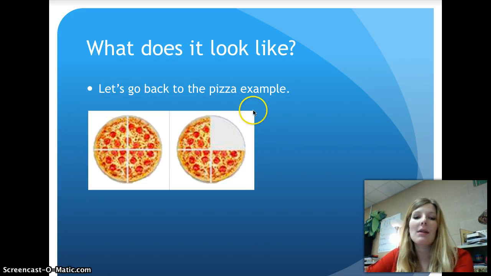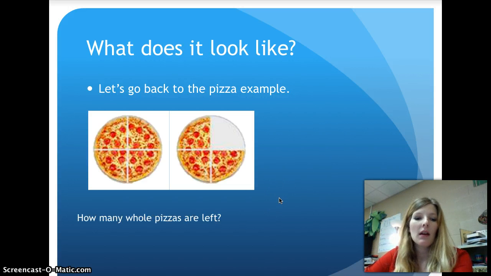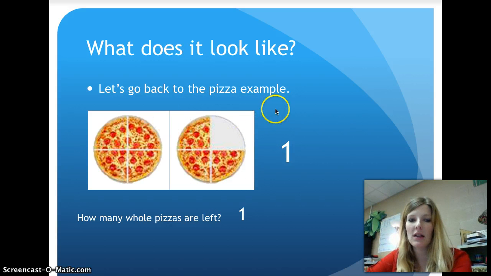Okay? So what does a mixed number look like? This is the same example that we used for improper fractions. I'm going to show you how to write it as a mixed number. How many whole pizzas do we have? One whole pizza. So the answer is 1. We have one whole. And then we're going to look at the part of our fraction picture that does not have a whole. So that would be this part here.